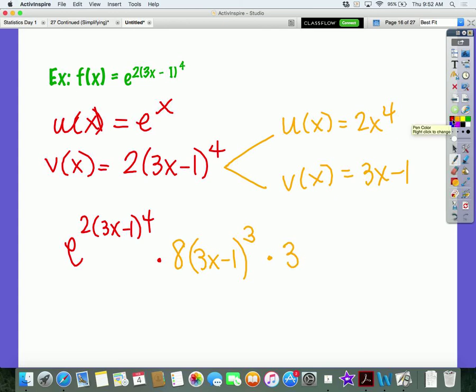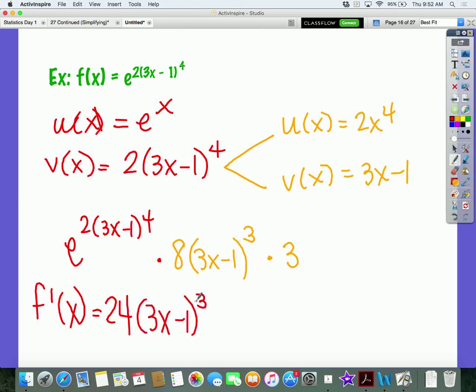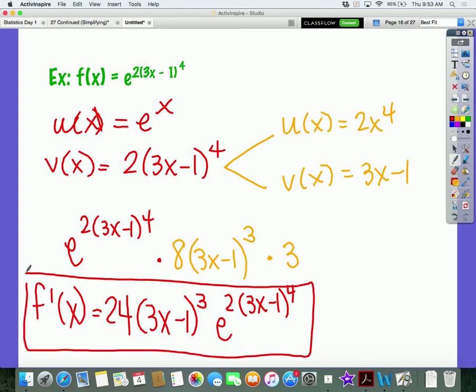Then when you multiply them, you get 24 times (3x minus 1) to the 3rd, times e to the 2(3x minus 1) to the 4th. I was right until I got to that answer. This is an example of chain rule within a chain rule.